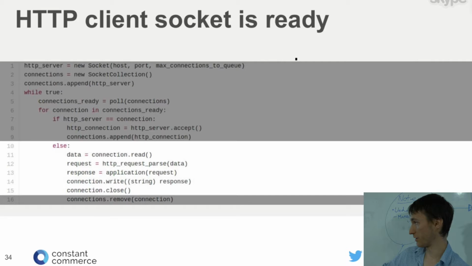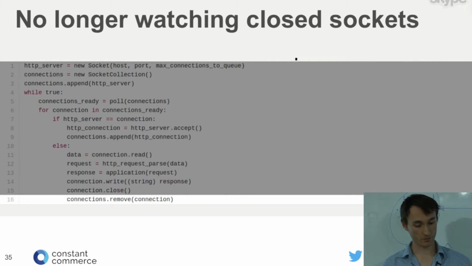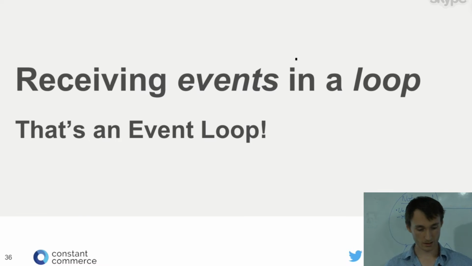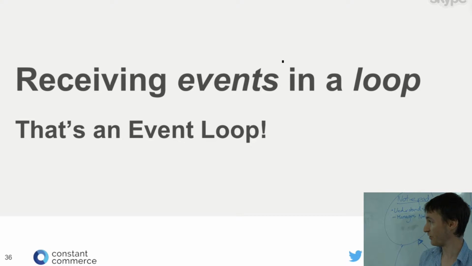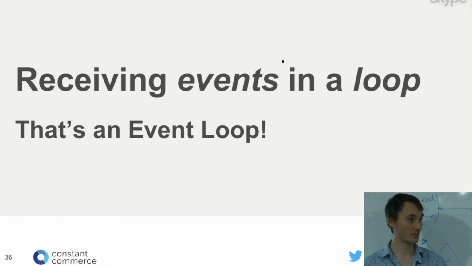In this case, for example, if the client is ready to talk to us, then we get the data, we pass it as a request, give it to the application, get a response, write the response to the client, then close the connection and remove it from the collection of sockets. So that's it. That's a loop, and those connections are events. So what we've just done now is an event loop.